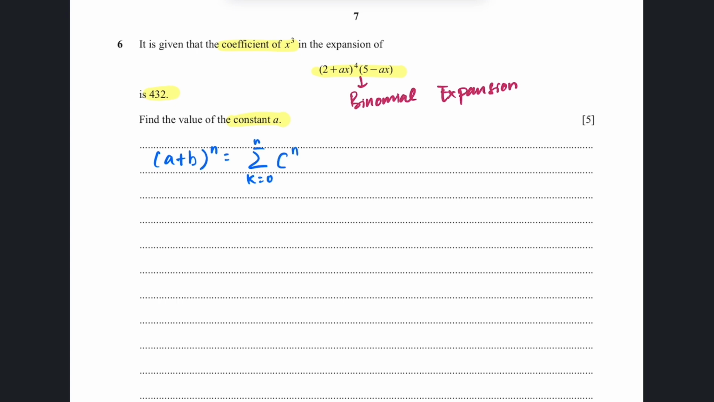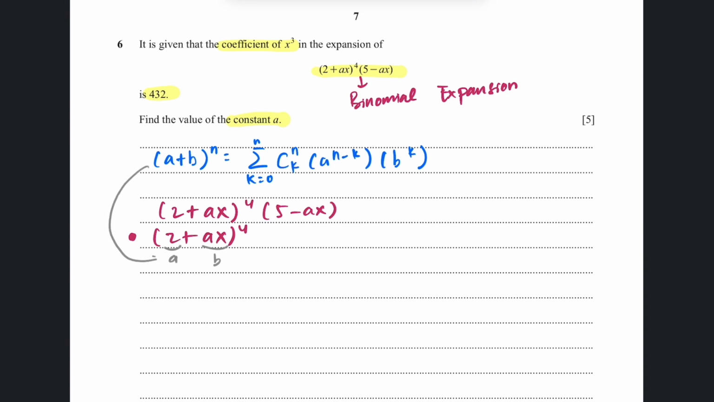Let's say we have (a + b)^n. If we expand, it will be the sigma of n choose k times a to the power of n minus k times b to the power of k, from k = 0 to n. So in this case, we have (2 + ax)^4 times (5 - ax). Let's pay attention to (2 + ax)^4 first. 2 here is the a, ax will be the b, and n is 4.